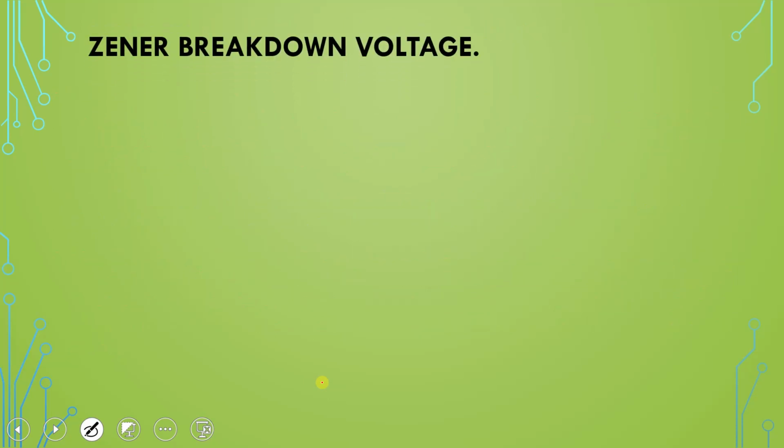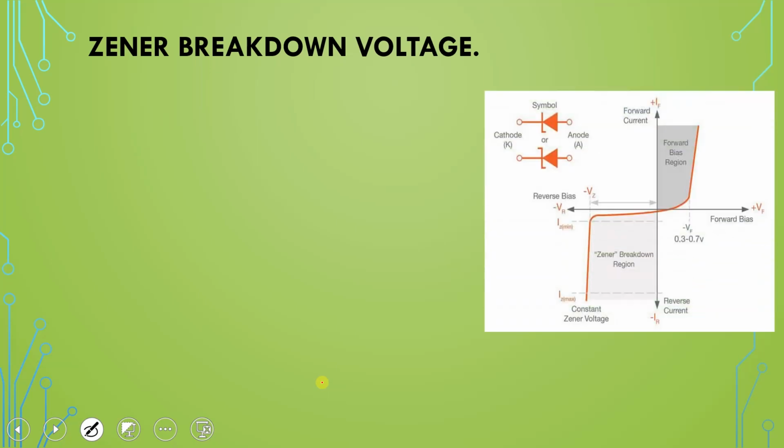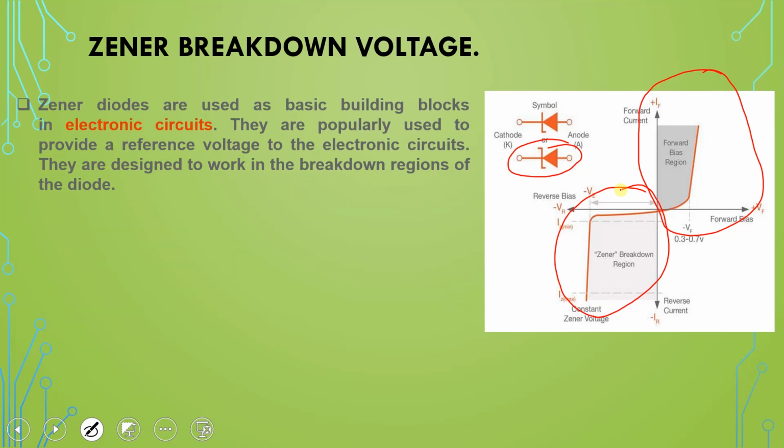So next is the definition of Zener breakdown. What do you mean by Zener breakdown? This is the symbol for the Zener diode, and in the forward direction it behaves like a normal diode, but in reverse it works differently. Zener diodes are used as basic building blocks in electronic circuits. They are popularly used to provide reference voltage to electronic circuits. They are designed to work in the breakdown region of the diode. This is the main special character of the Zener diode, that Zener diodes work only in the breakdown region.